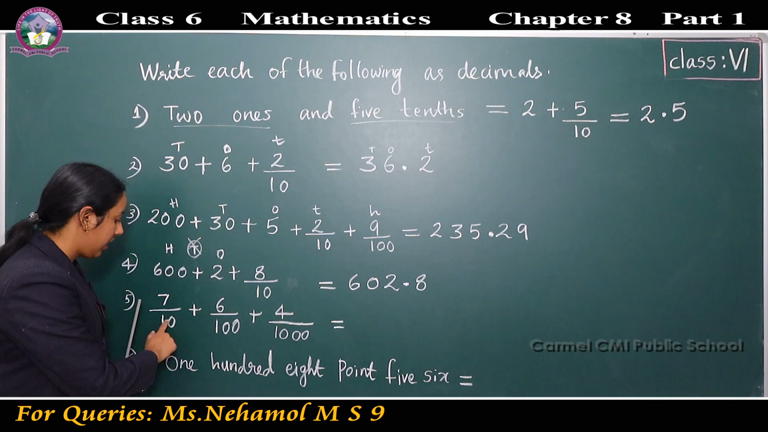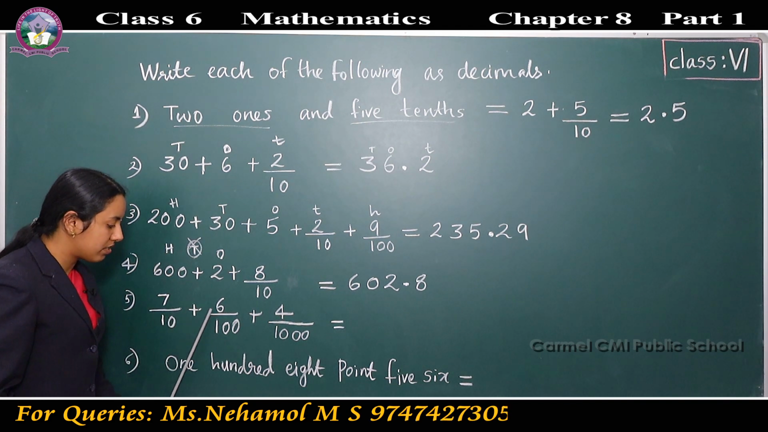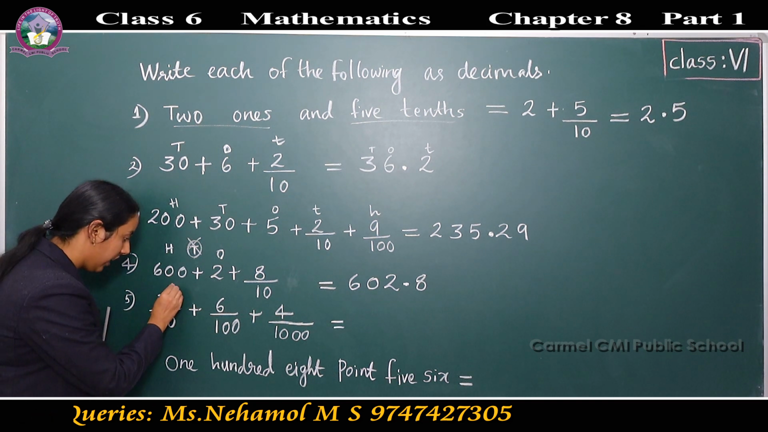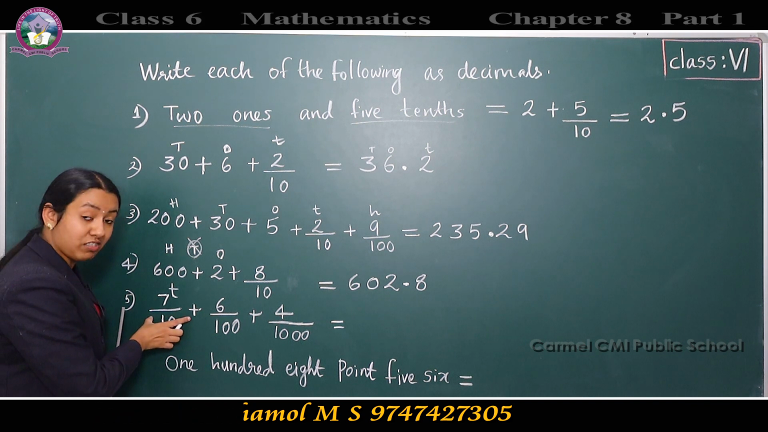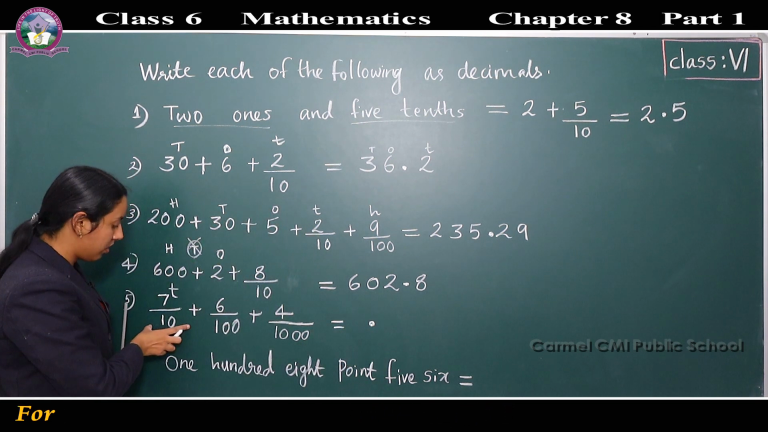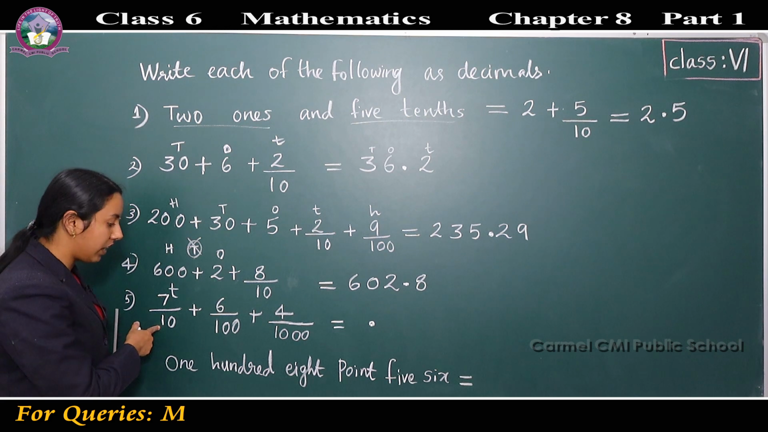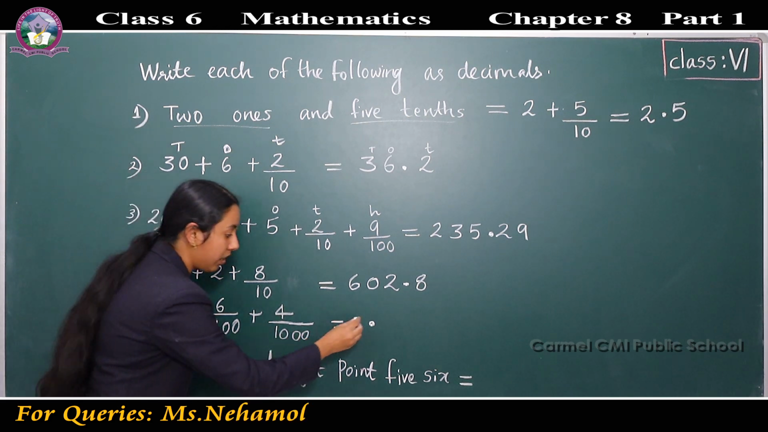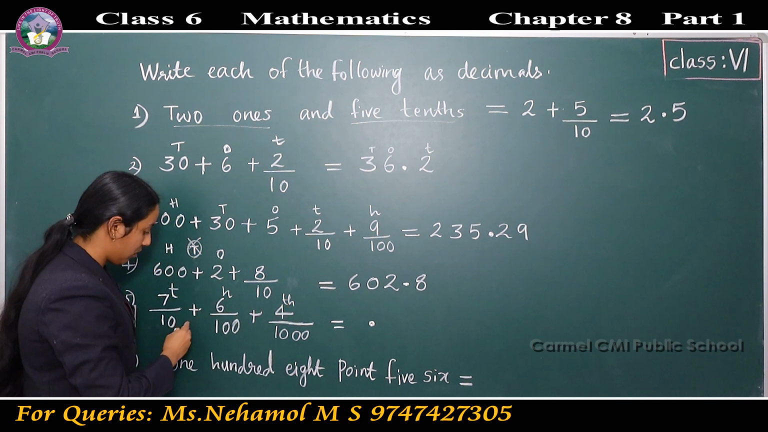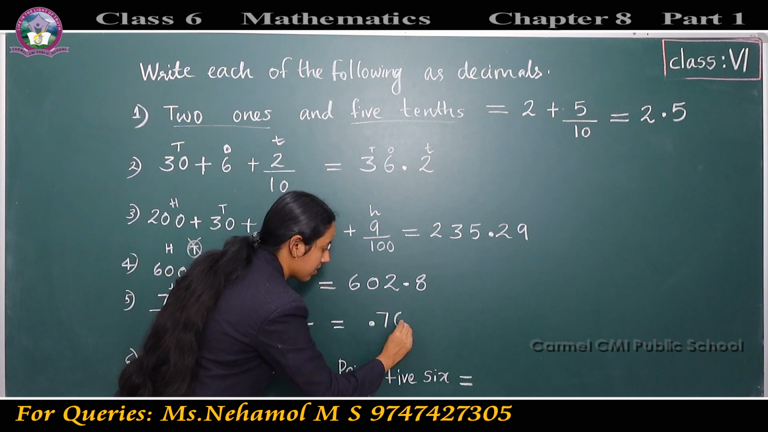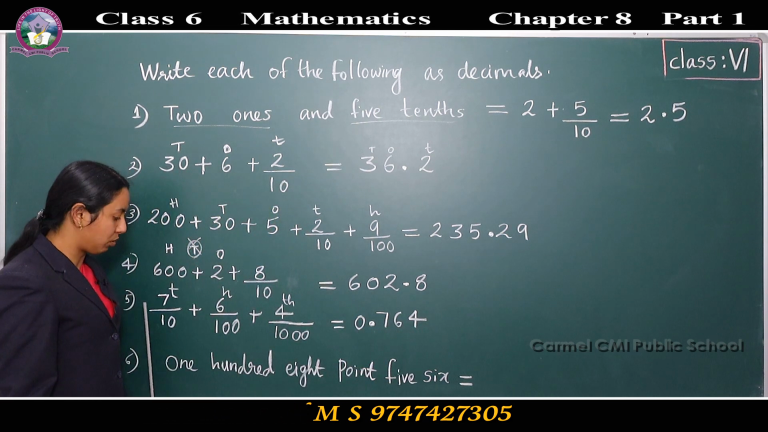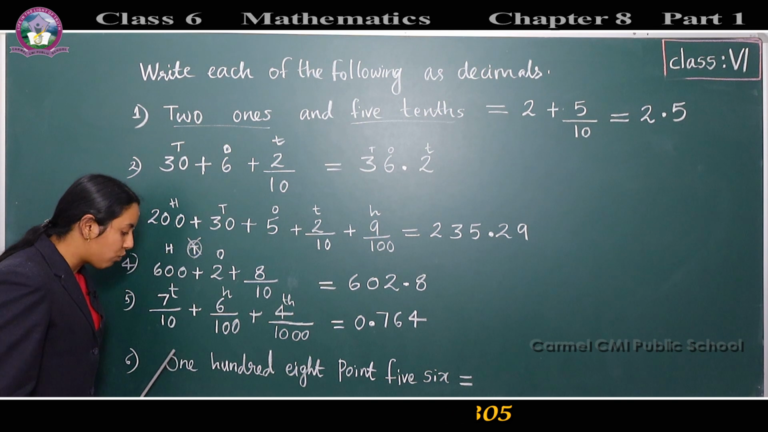602.8. Then next one, 7 by 10 plus 6 by 100 plus 4 by 1000. 7 by 10. So, here it starts with the tenth. That means starting with the fractional part. So, first we have to put the decimal point because they start with the fractional part. 7 by 10. Then plus 6 by 100 plus 4 by 1000. Tenth, hundredth, thousandth. So, 0.764.